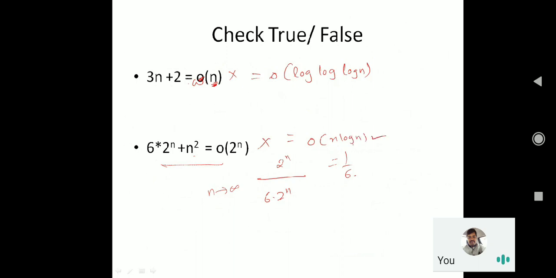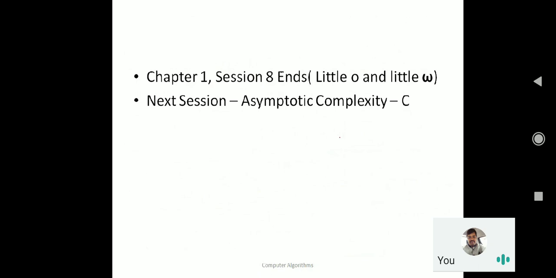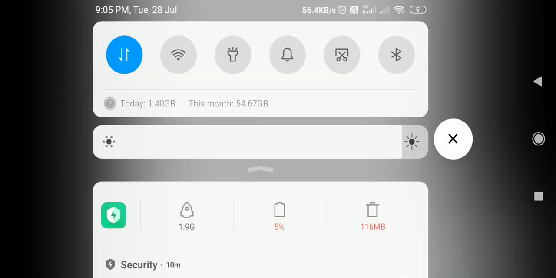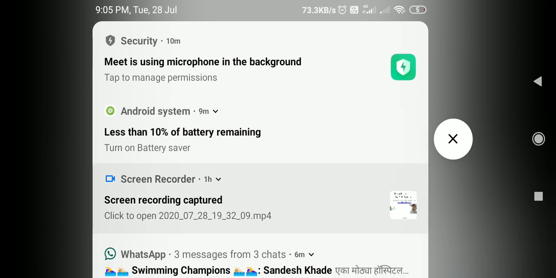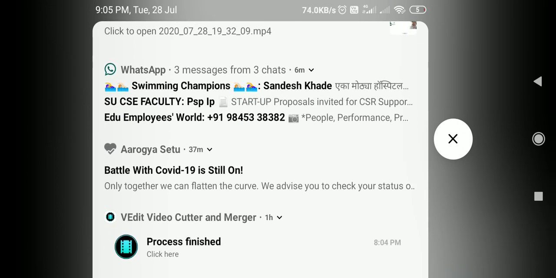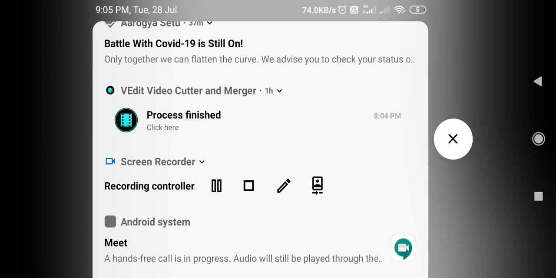This is true. Okay, so this is all about the two additional complexities. One of them was the loose upper bound and another was the loose lower bound. So that's it for this particular lecture. Chapter number 1, session 8 ends here, and in the next video, I am going to discuss the profiling tool, gprof, and demonstrate it practically.